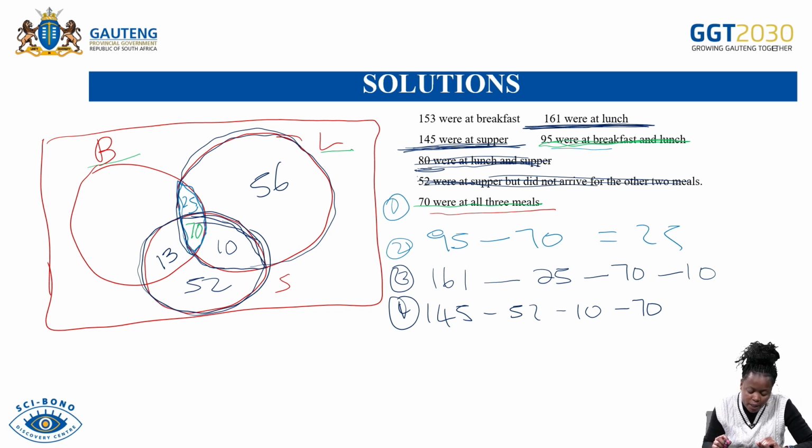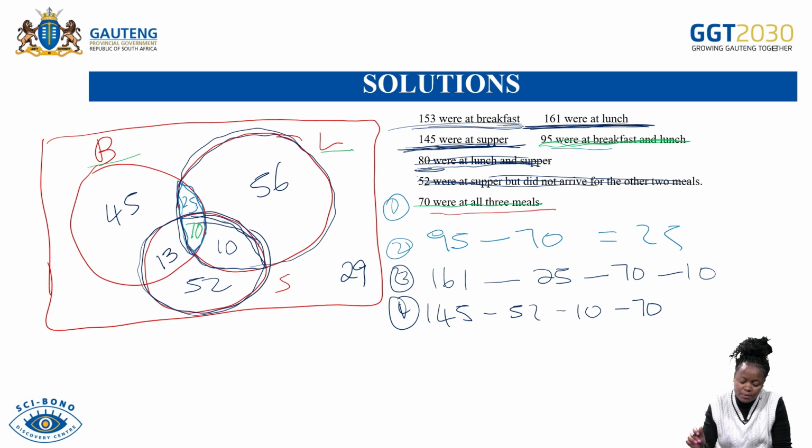only. Okay, and then we move to the breakfast only. We still have one more piece of information that we have not used. We have 153 that were at breakfast. So it's going to be 153. You subtract the 25, subtract the 10. Oh, sorry, not the 10, the 70. And then you subtract the 13 as well. So you get 45. So you only have 45 there. Ne? Then you are done. Oh, no, you are not done. If you add everything here, it needs to give you 300. So you have this 29 that didn't arrive, that is outside. Then you get your full marks.